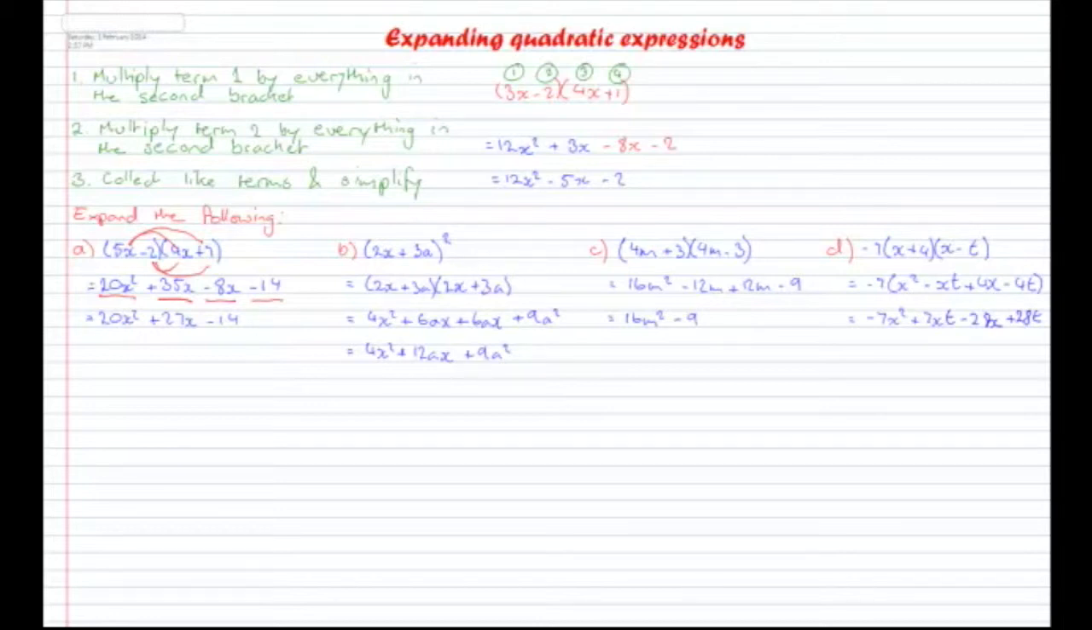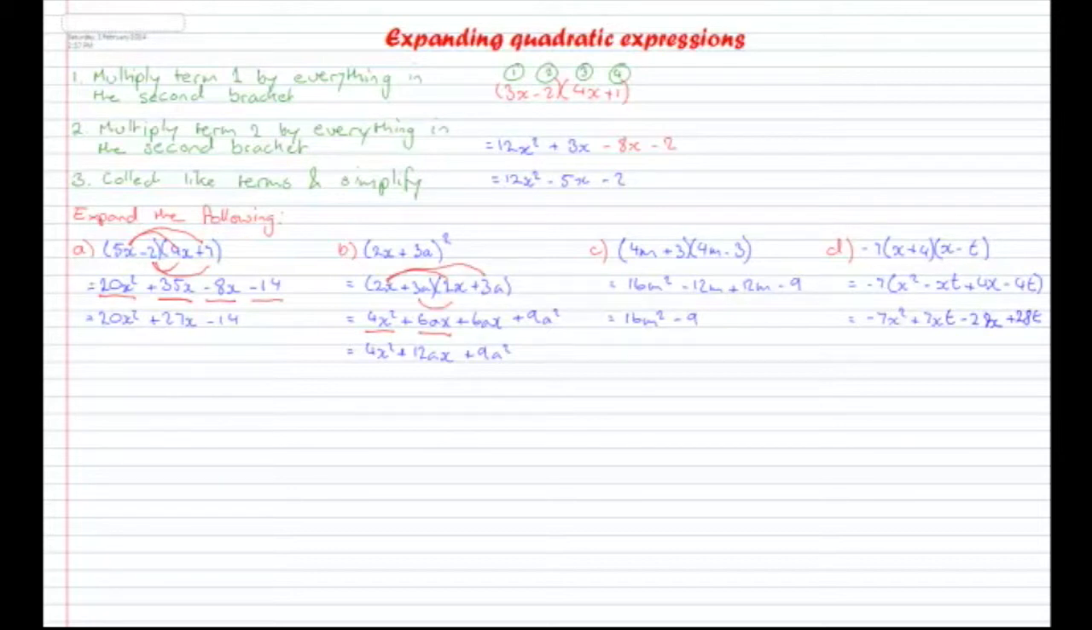Question 2, once again I've rewritten out the expression, but instead of writing it with the squared symbol, I've actually just written it out twice as brackets. So 2x plus 3a times 2x plus 3a. And you get 2x times 2x gets us 4x squared. 2x times 3a gets us 6ax.